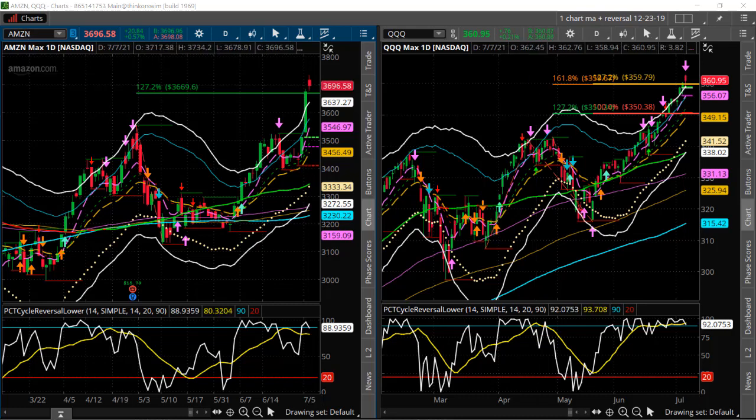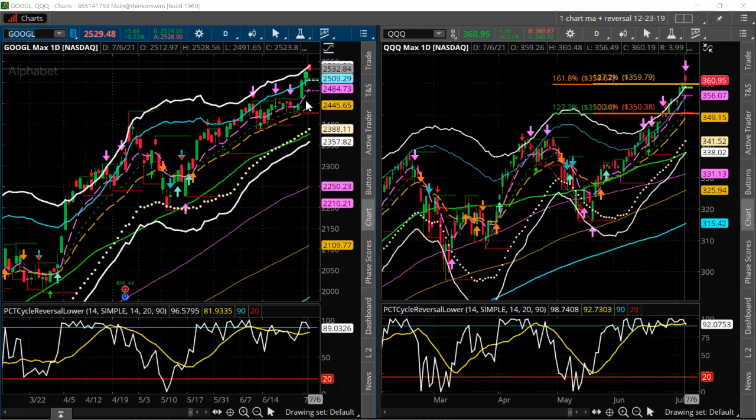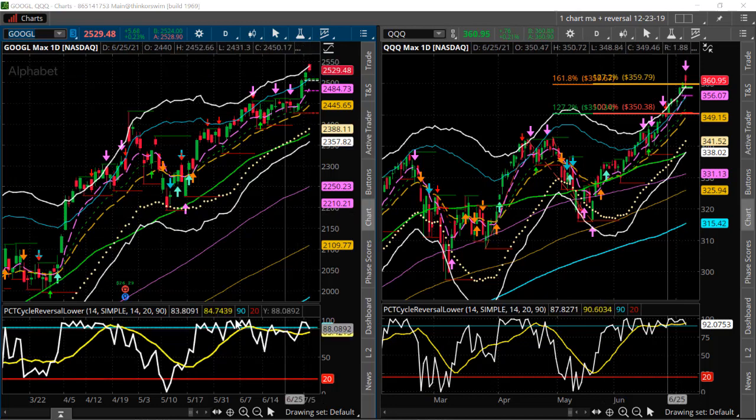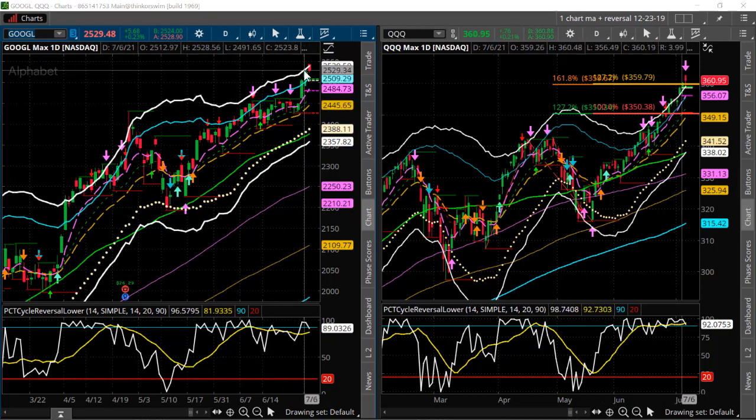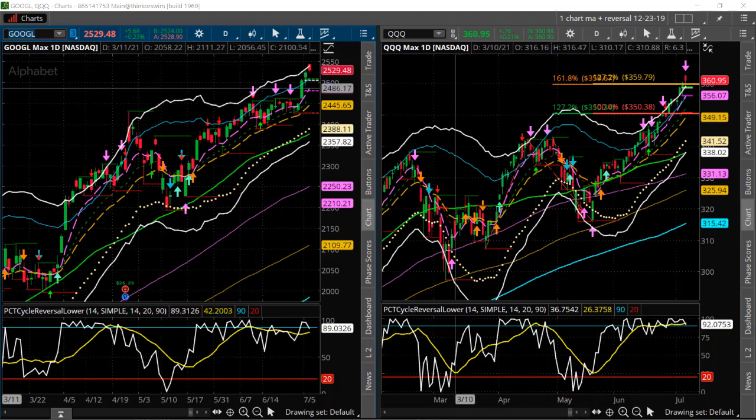Some of the other big ones will be NVIDIA, which we'll look at, and Adobe. Those are two other big components, along with Google. Google is at the 3 ATR, so very extended on price. It's overbought, not as extreme as Apple, and Google makes up about 3.42%. Then let's take a look at NVIDIA and one more, Adobe.